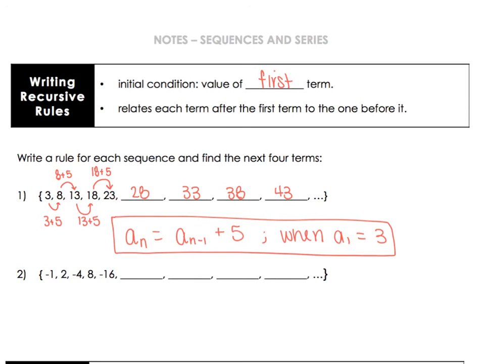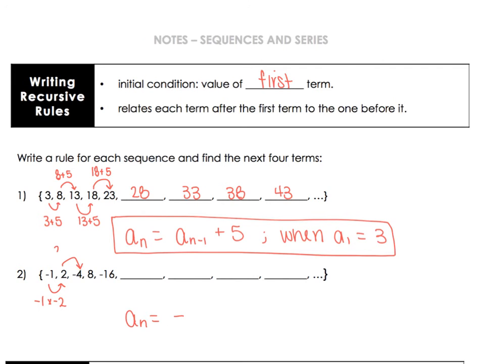Let's look at number 2. Number 2 is a little bit different, right? I can't just add a value each time. I'm noticing that my signs are alternating from negative to positive, from negative to positive. So that's giving me an indication that I am going to be multiplying by a negative. So we're going to have a sub n equals. I know we're going to be multiplying by a negative. Now we just need to figure out what number. So if I do negative 1 times negative 2, I will get my positive 2.